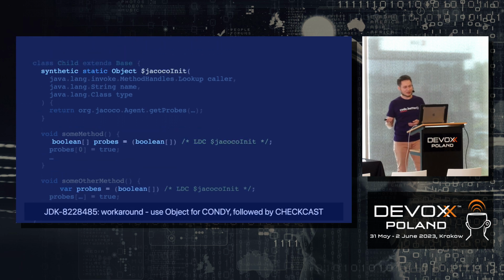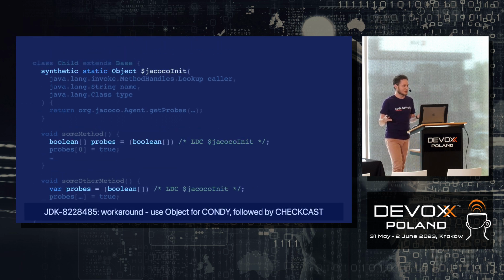Unfortunately, again, there is a range of JDK versions where the fix is not present, and maybe you are running such a JDK version, so we need to do some workaround. And the workaround was, okay, let's use Object for the constant, but immediately cast it to the Boolean array. This works.